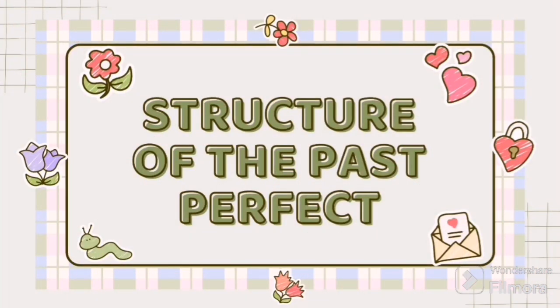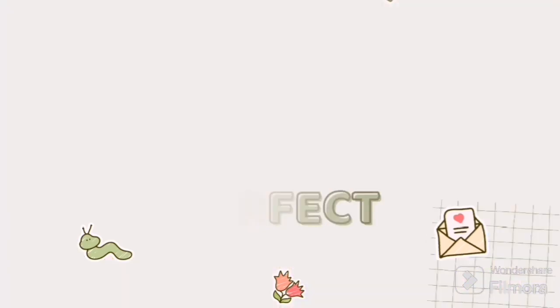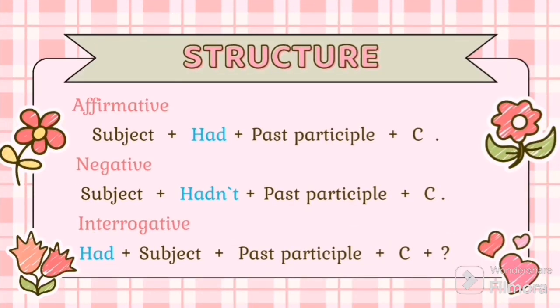Now, structure of the past perfect. The structure is the next. For affirmative sentences, the structure is subject plus the verb had in form past as the auxiliary verb, plus the main verb in form past participle, that's complement.